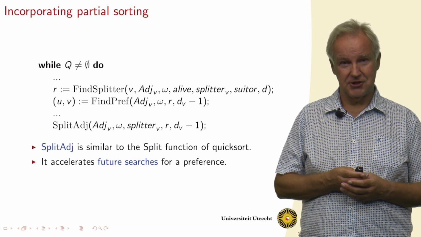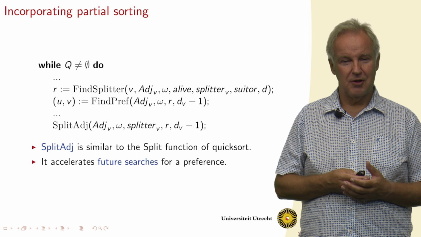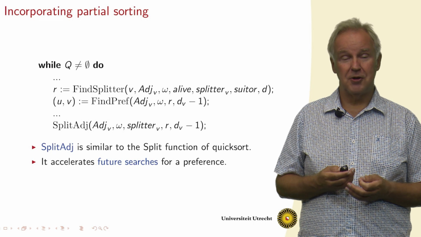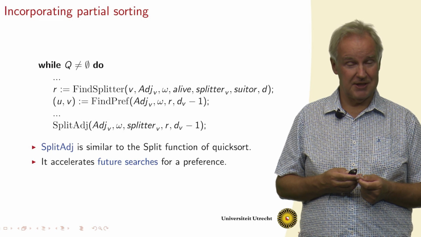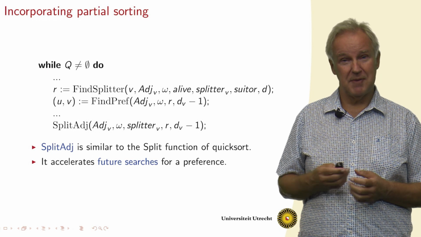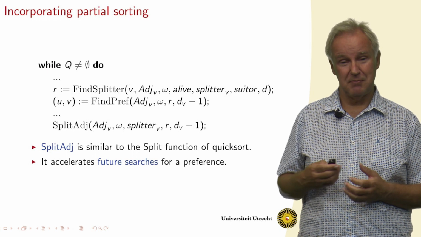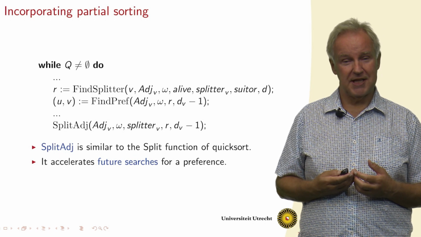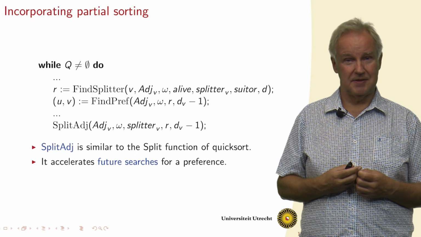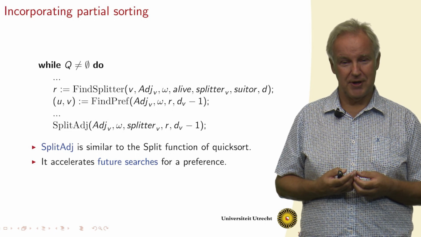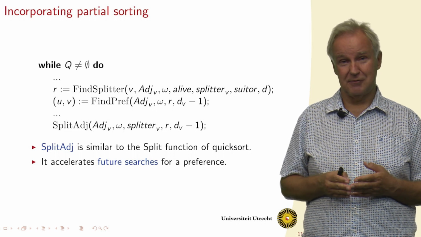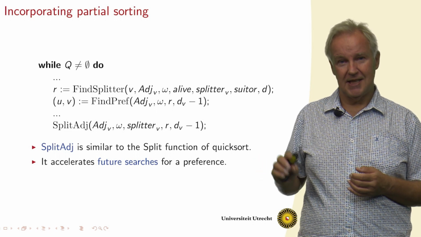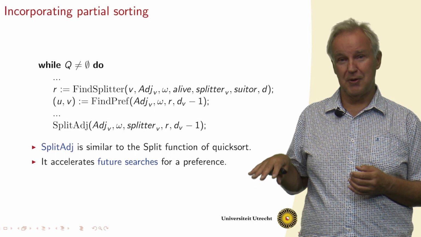So how does this change the algorithm? You see that first we find a splitter r, and then we don't look for a preference in the whole array from 0 to dv minus 1, but only from r to dv minus 1. And then after we've done this, we split that part again. So that is for future preferences. The idea is that if you go once through your data, then you can do that again. And then in the future, you only have to go through half the data.